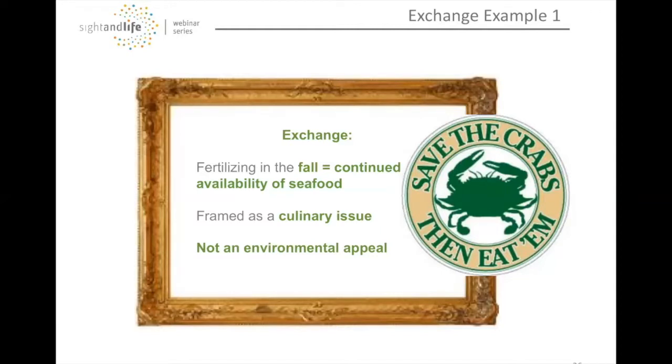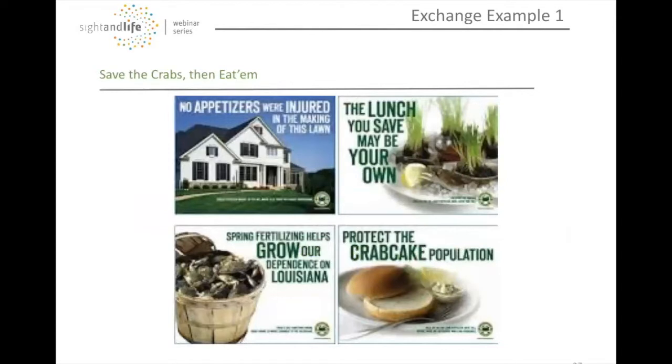So the exchange the NGO offered people for stopping to fertilize in the spring was indeed the promise that there would be continued availability of Chesapeake Bay seafood, especially the crabs, if the sea would be less polluted. The NGO managed to turn the issue into a culinary one instead of using the boring environmental appeals people were getting so tired of. And in spite of a small budget and short campaign run, the evaluation results showed decreased intent to fertilize in the spring, as well as increased awareness of lawn care behavior contributing to pollution.